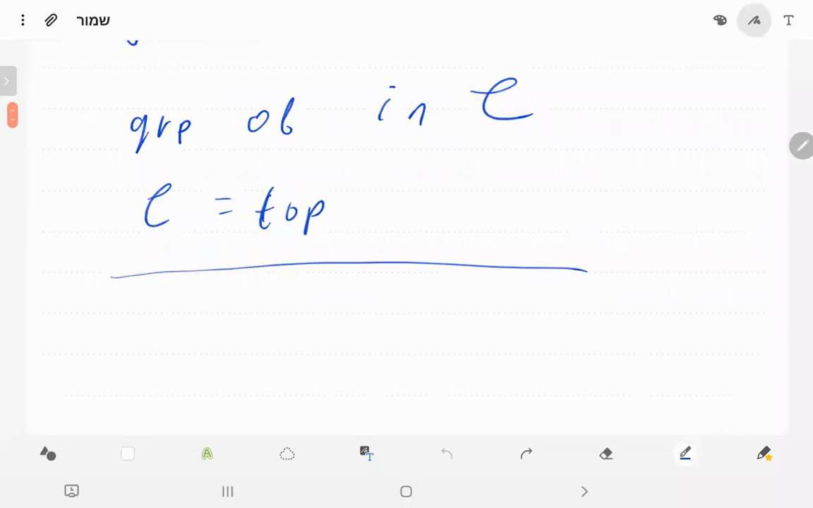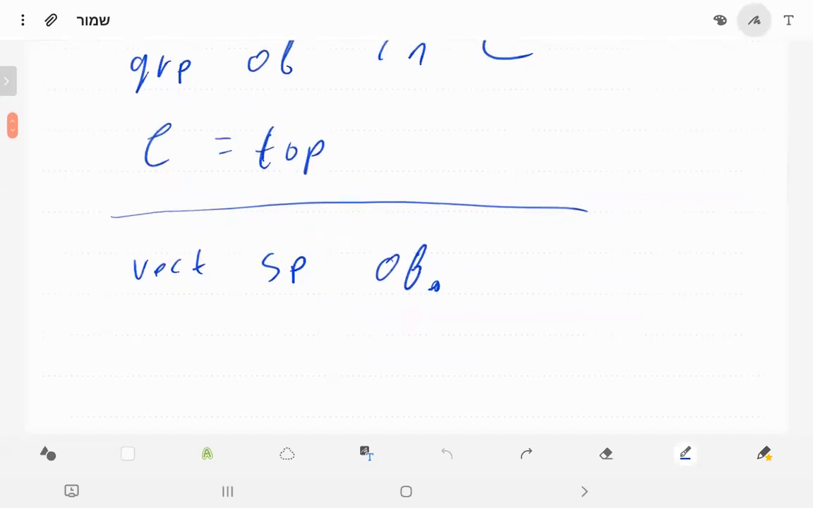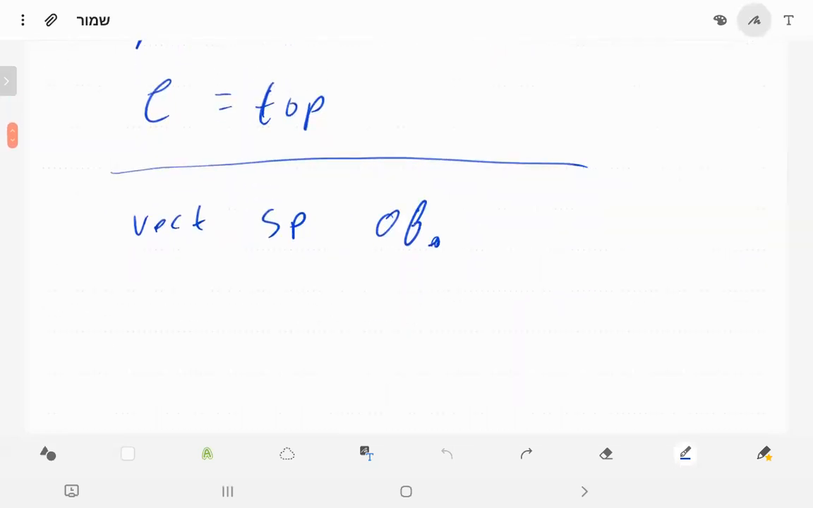Here is one example which probably is not that good, but not for group object, but vector space object. One could expect that vector space object in topological spaces will give us topological vector space, but as Guy just commented, it doesn't really work. So it works in some sense.